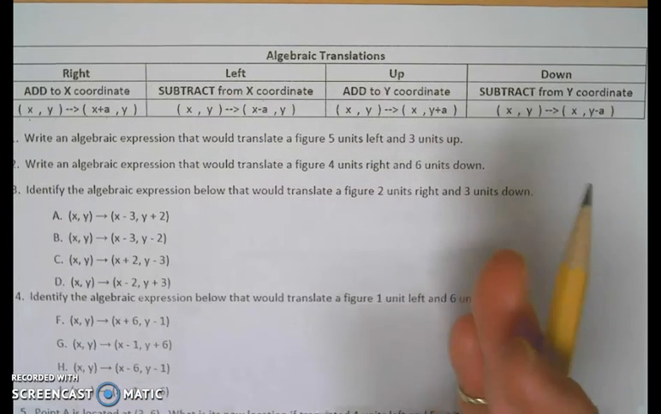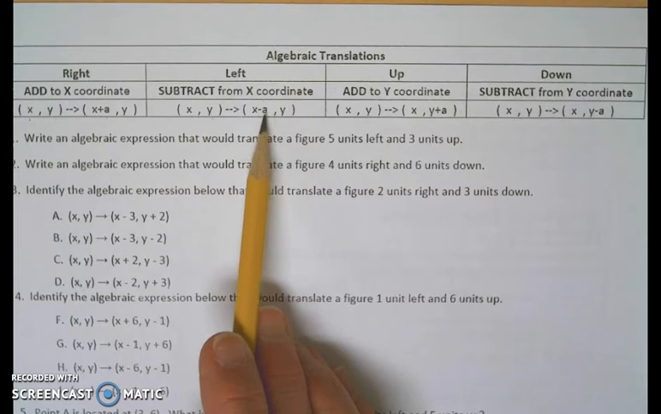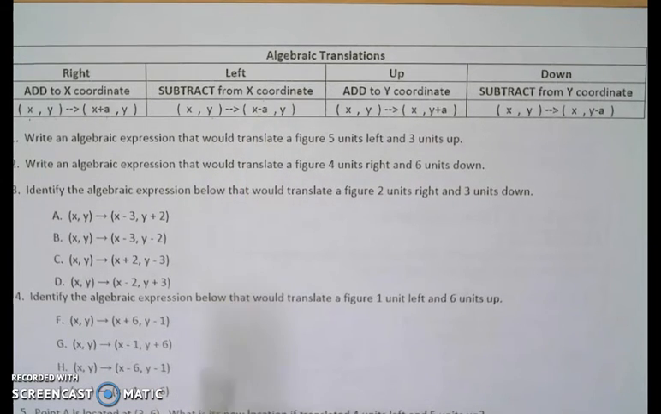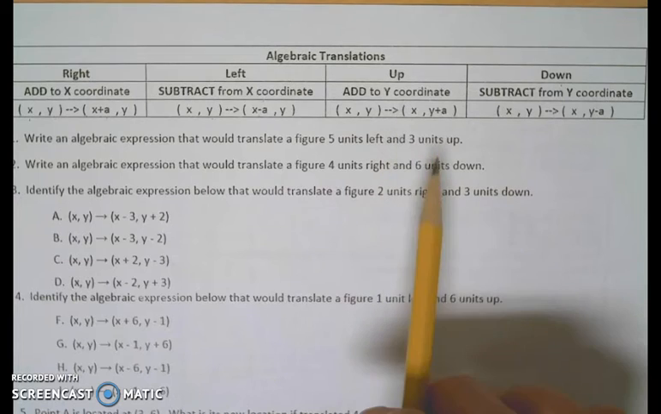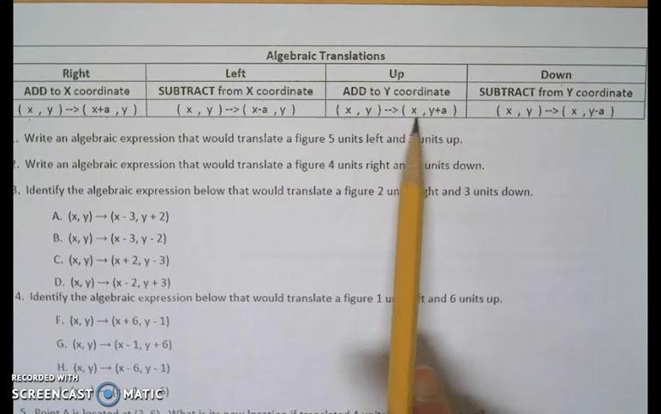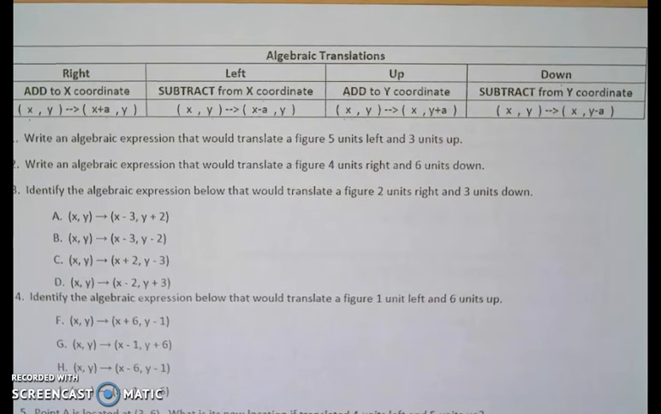Think of the coordinate plane. So xy, but it will be x minus whatever the number of moves they're asking you to make are, and y stays the same. If you're moving up or down, that's along the y-axis. So your x value will stay the same. You will add to your y if you're going up, while you will subtract from your y if you are going down.